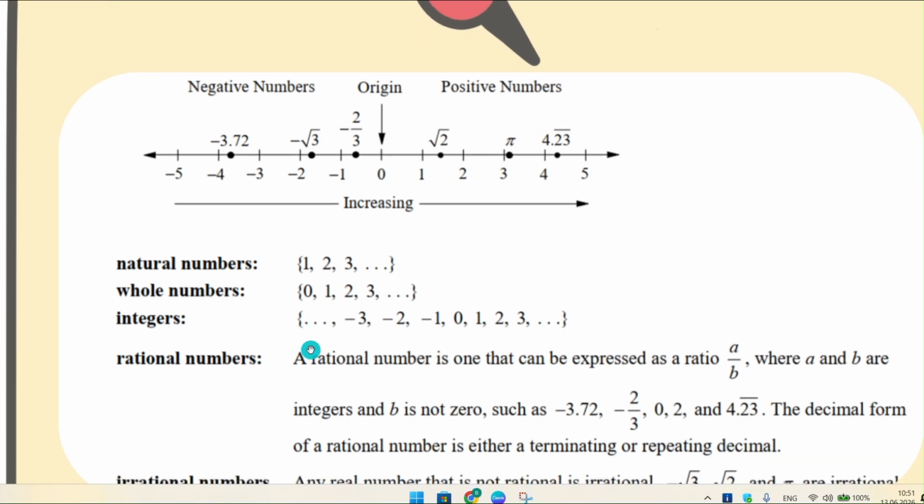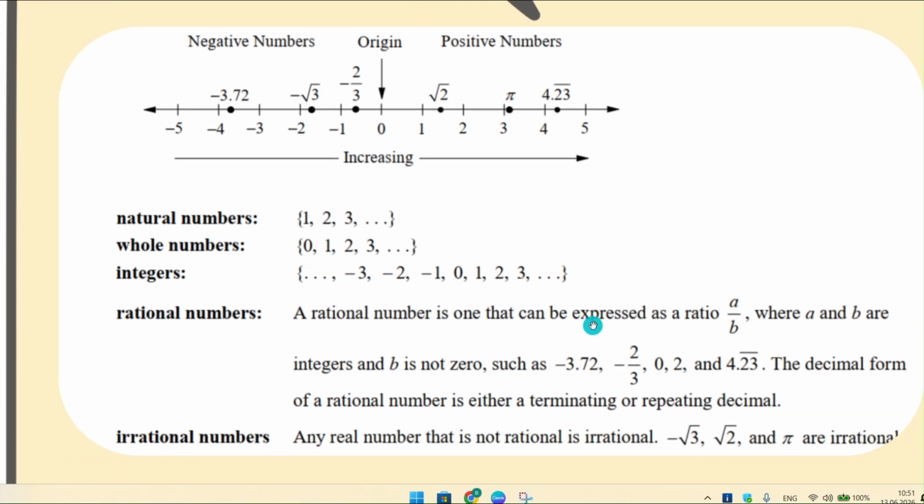Now we have rational numbers. A rational number is one that can be expressed as a ratio, a over b, where a and b are integers. So as you can see, a rational number has to be in ratio form, in fraction form, in other words. It also says that b is not 0. So b cannot be 0, obviously, such as this one and that one. This one is a decimal, and we can consider it a rational number as well.